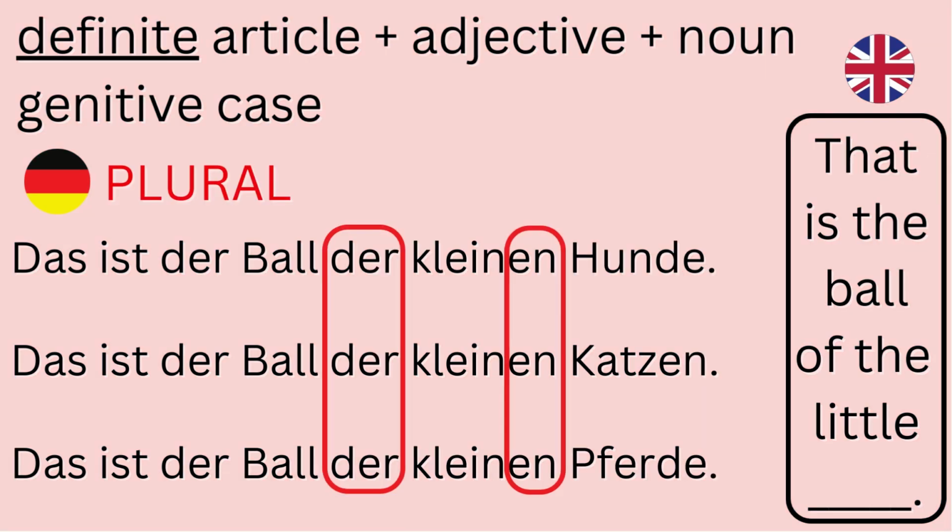Let's look at the plural. Das ist der Ball der kleinen Hunde, Katzen, Pferde. So in this case, it looks almost exactly the same as the accusative. However, the one little change is that die changes to der.